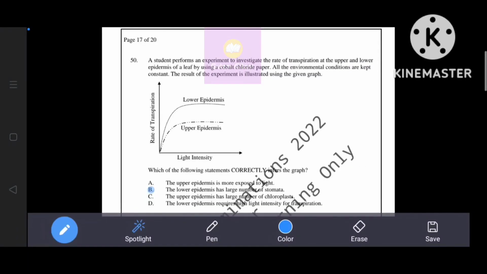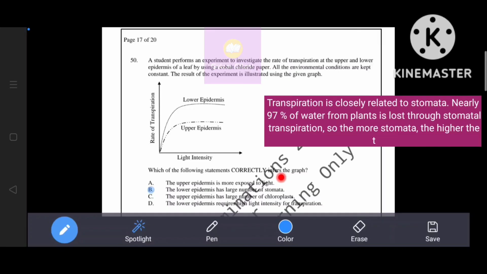Next question. A student performs an experiment to investigate the rate of transpiration at the upper and lower epidermis of a leaf by using a cobalt chloride paper. All the experimental conditions are kept constant. The result of the experiment is illustrated using the given graph. Rate of transpiration, light intensity, lower epidermis, upper epidermis. Which of the following statements correctly infers the graph?